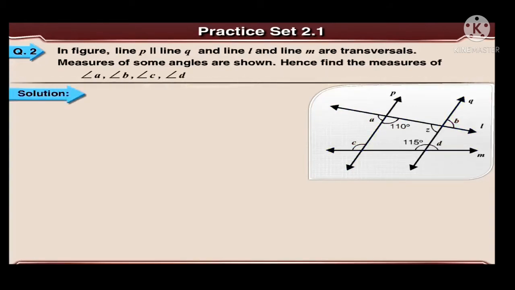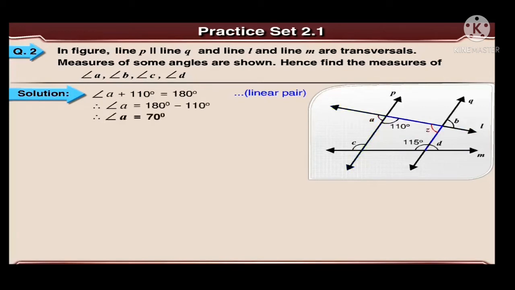Here is the solution. Angle A plus 110 degrees is equal to 180 degrees as they are a linear pair. Therefore, angle A is equal to 180 minus 110 and therefore angle A is equal to 70 degrees.